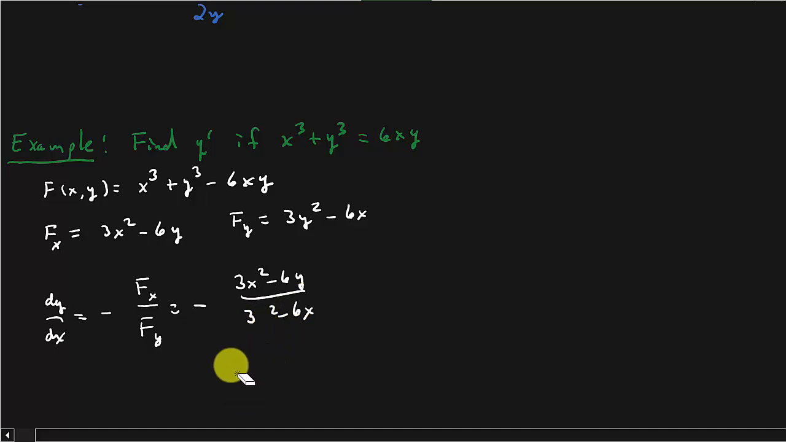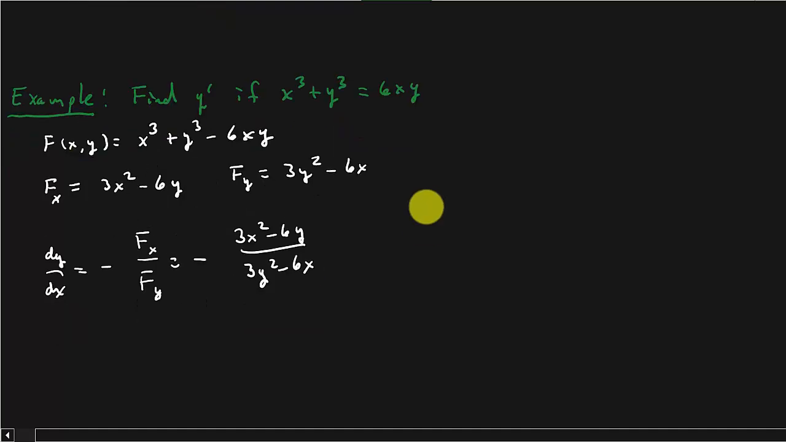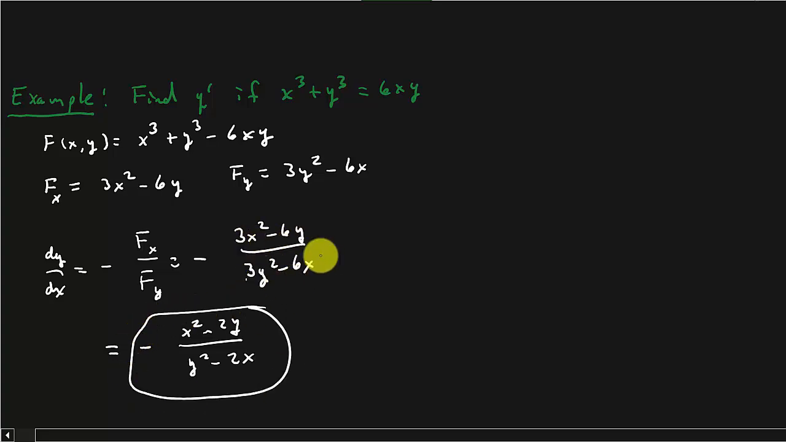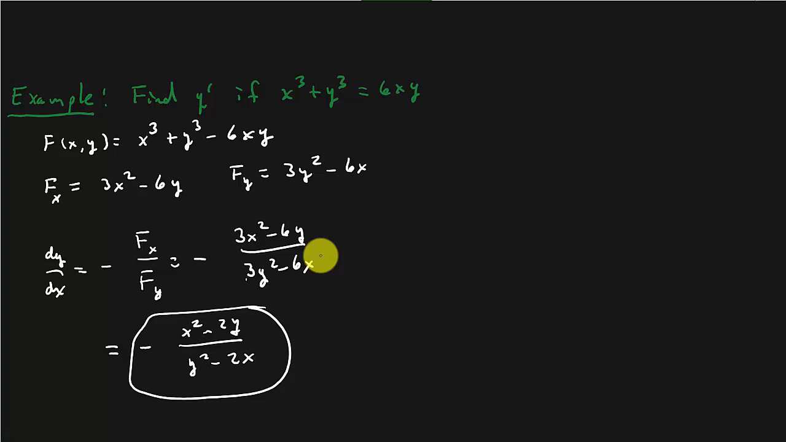And I can draw that y a little bit better. And then that would equal what? Negative x squared minus 2y over y squared minus 2x. Because 3 goes into all of them. Reduce your fractions. Remember, you learned that in elementary school, how to reduce fractions. All right, so that's finding dy dx.